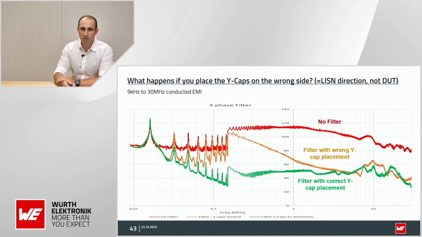For the orange one, we just moved the Y capacitors. I just turned the filter 180 degrees, because the filter is symmetrical, but only the Y capacitors are not symmetrical. If you place them on the wrong side, you will lose nearly 50 dB in the lower frequency range, and even in the higher frequency range you see the deviation is much bigger. This is a good learning for many people to place them on the right side, because they provide a capacitive divider from the noise source impedance back to the source of interference.